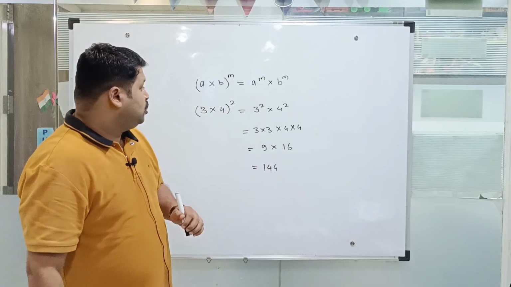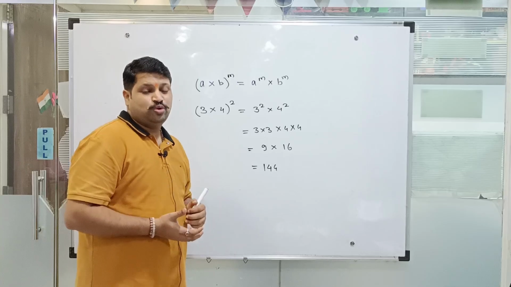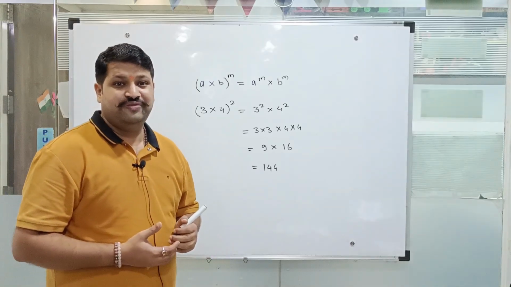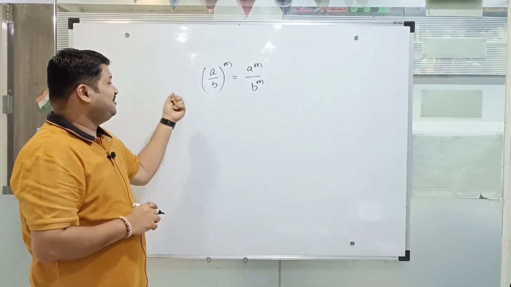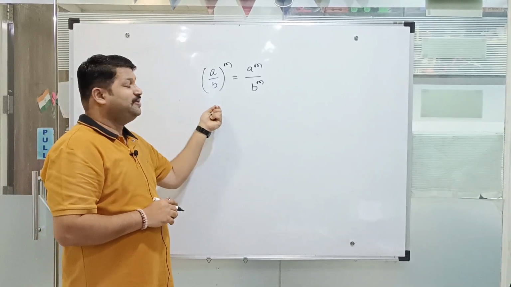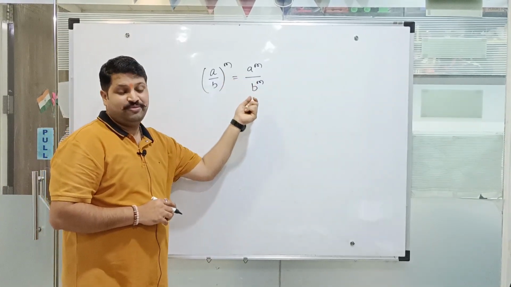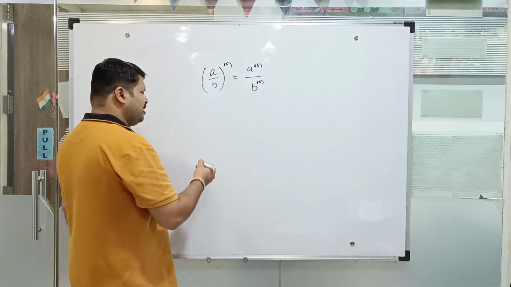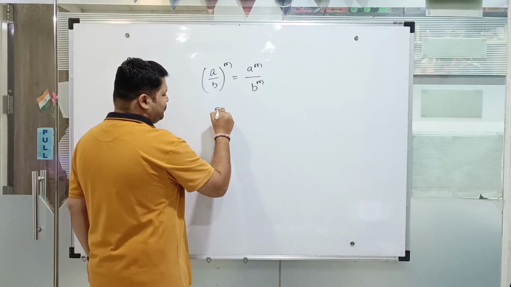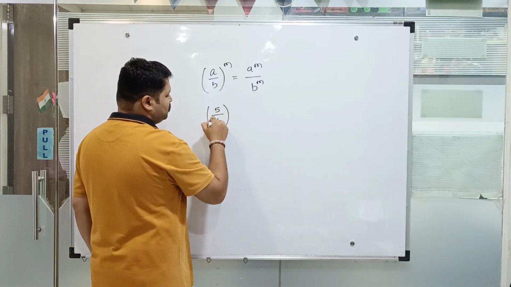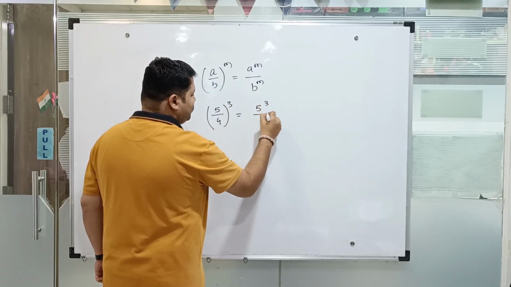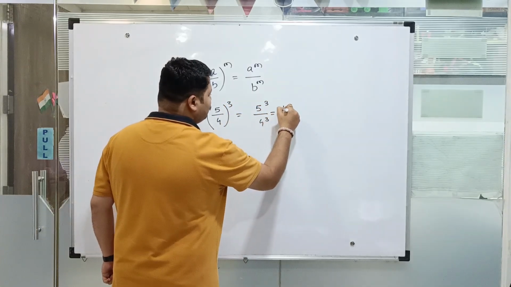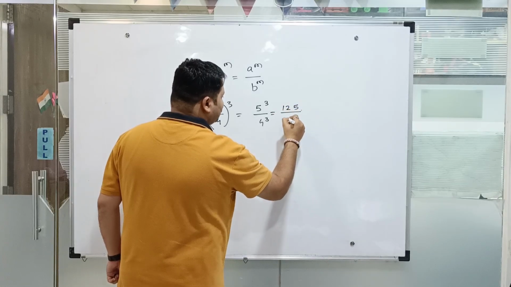Let's go ahead and check out the quotient rule. What happens with the quotient rule when we have two numbers, we divide them and we take the powers? The rule says that if we take A upon B, all to the power of M, then it would be A to the power of M upon B to the power of M. Again, we can take a similar example, say 5 upon 4, all to the power of 3. So it would be 5 to the power of 3 upon 4 to the power of 3, giving me 125 upon 64.